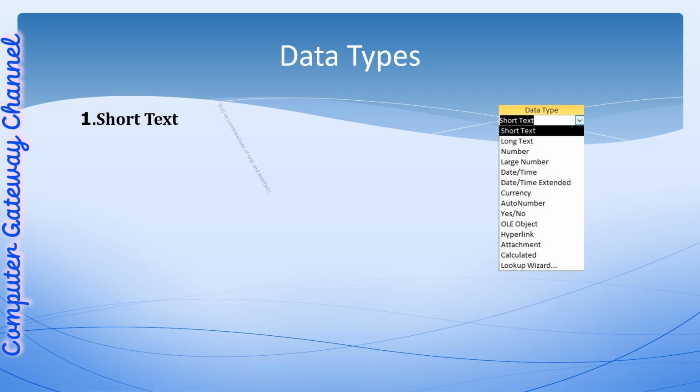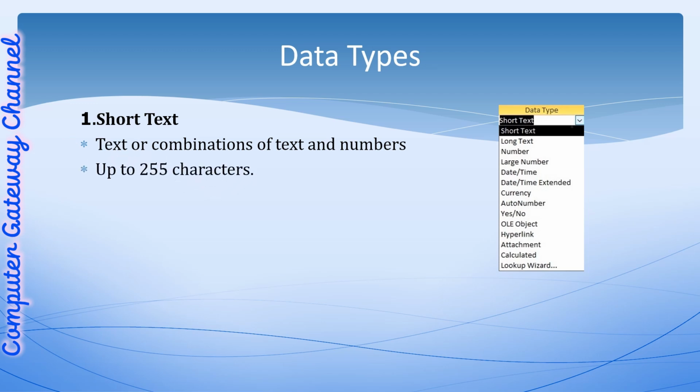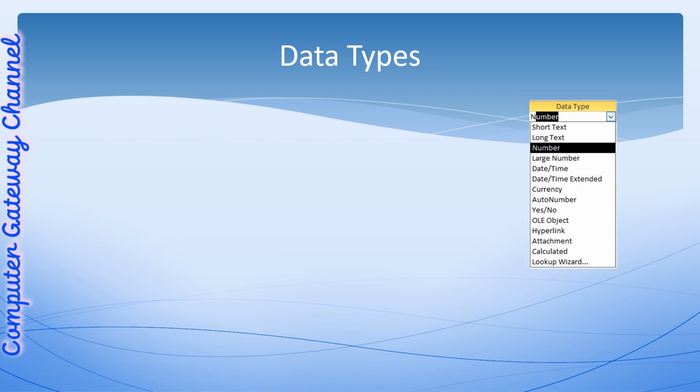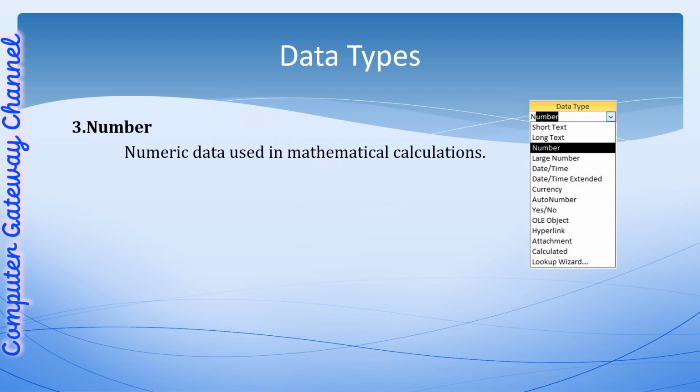Short text. Short text is a data type that stores text or a combination of text and numbers, including numbers that do not require calculation. It can store up to 255 characters. Long text. Long text stores lengthy text or a combination of text and numbers. Its limit is 63,999 characters.